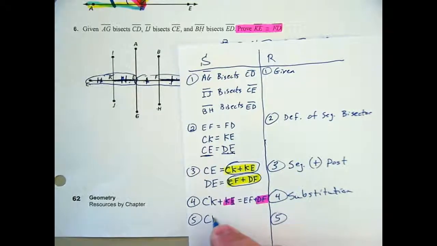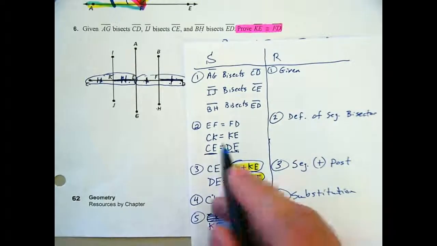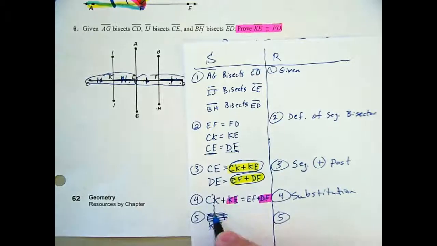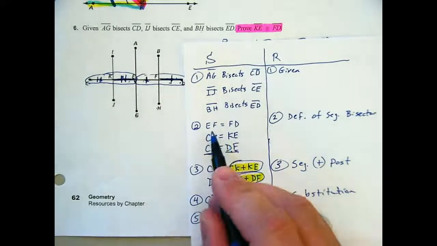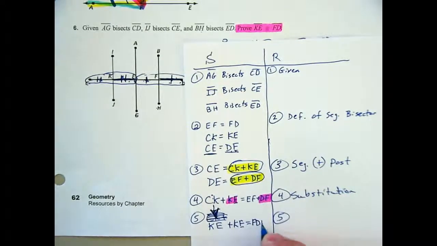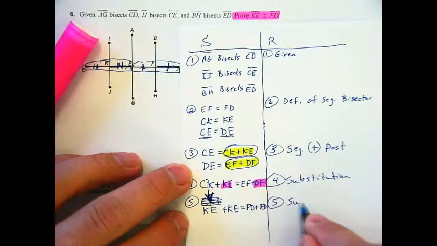Let's say, okay, CK plus, let's make this KE. Since CK equals KE, we're saying CK can be called KE. So KE plus KE equals, what's another name for EF? FD. Okay, we could call that FD plus, we're going to switch this around, call that FD as well. You guys with me? What did we use there? Substitution.